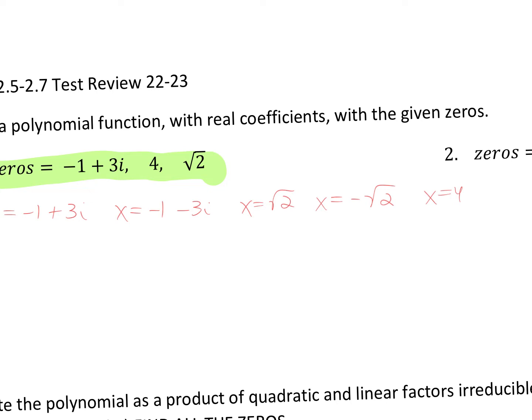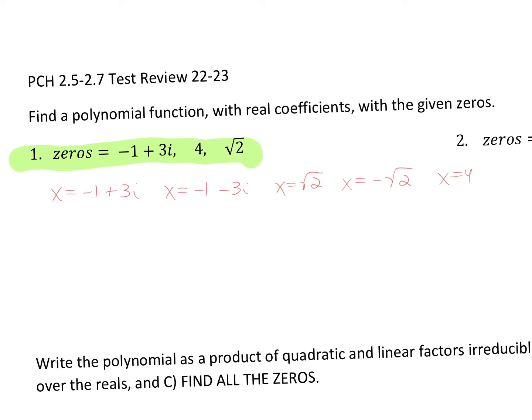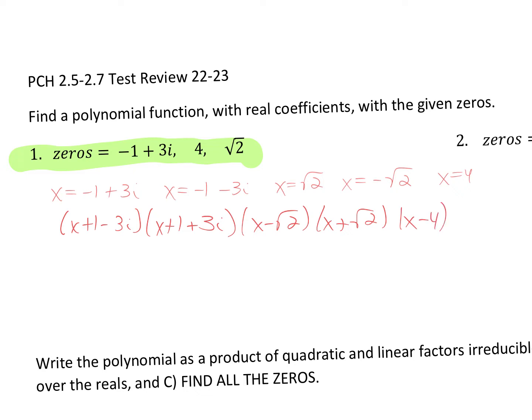So to work backwards, you would set this up into parentheses. When I bring this over, it would be x plus 1 minus 3i, x plus 1 plus 3i, x minus radical 2, x plus radical 2, and then your poor old x minus 4. So combine the i's together. Combine the radicals together, and then you just have a big polynomial that you have to do.